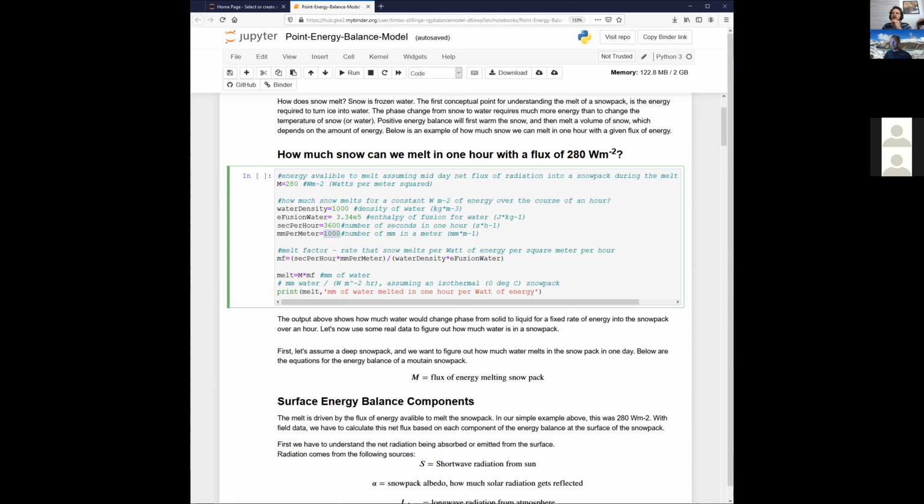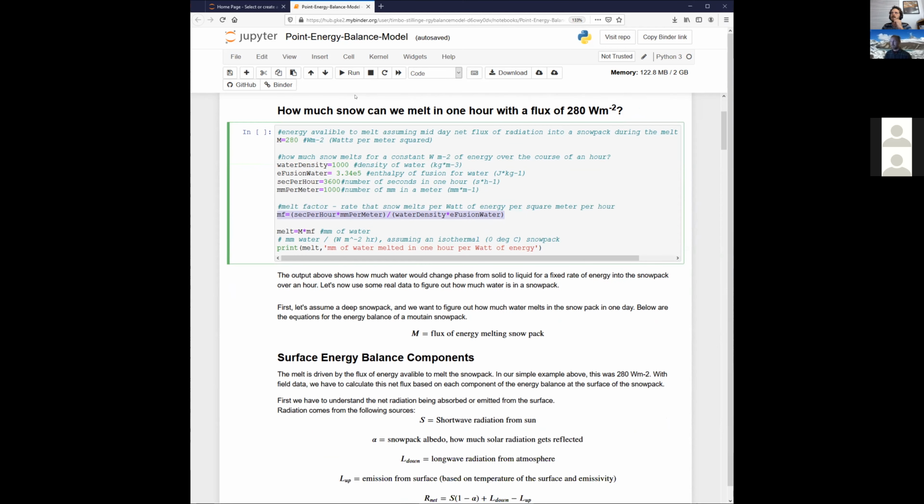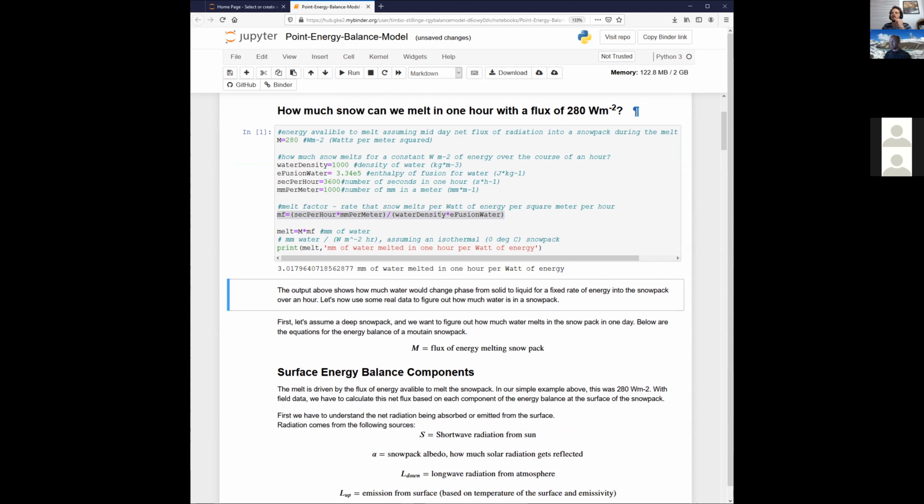The way to figure this out is what we call the melt factor. That's basically how much snow we can melt per watt of energy available to melt the snow. It's defined by this equation, which has to do with how much time we have, how dense the water is, and how much energy it takes to turn ice into water. If we run this equation, we can see that with a flux of 280 watts per square meter over the course of 1 hour, we melt about 3 millimeters of water out of the snowpack.